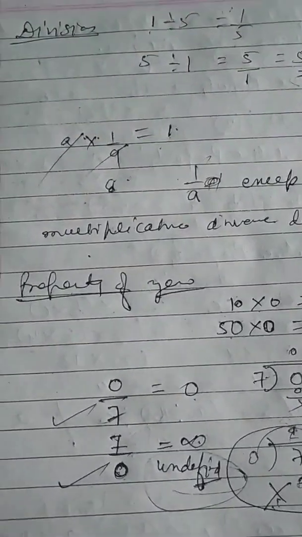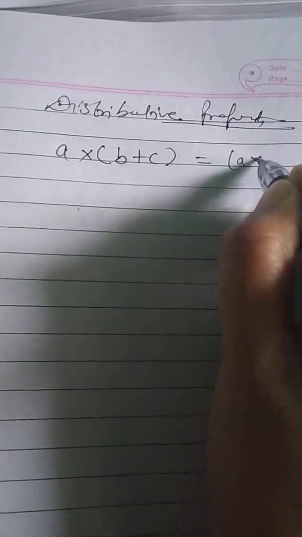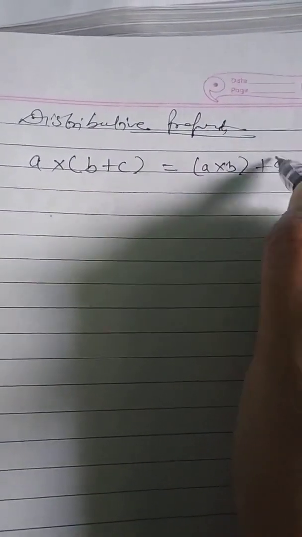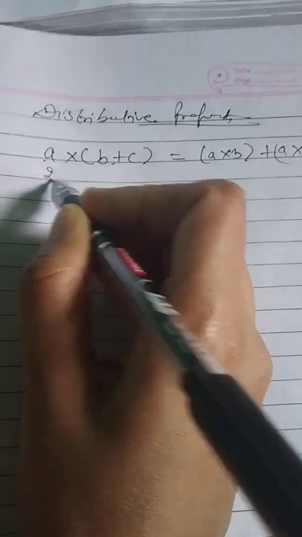Now we have one more property, the distributive property. This is also a very important property. The distributive property for multiplication says that if we take any 3 integers a, b, c, then a multiplied by (b plus c) will equal a into b plus a into c. This will get multiplied with this, then plus, then this and this. You can check it with any value. Suppose a value is 2, b value is 3, c value is 4.